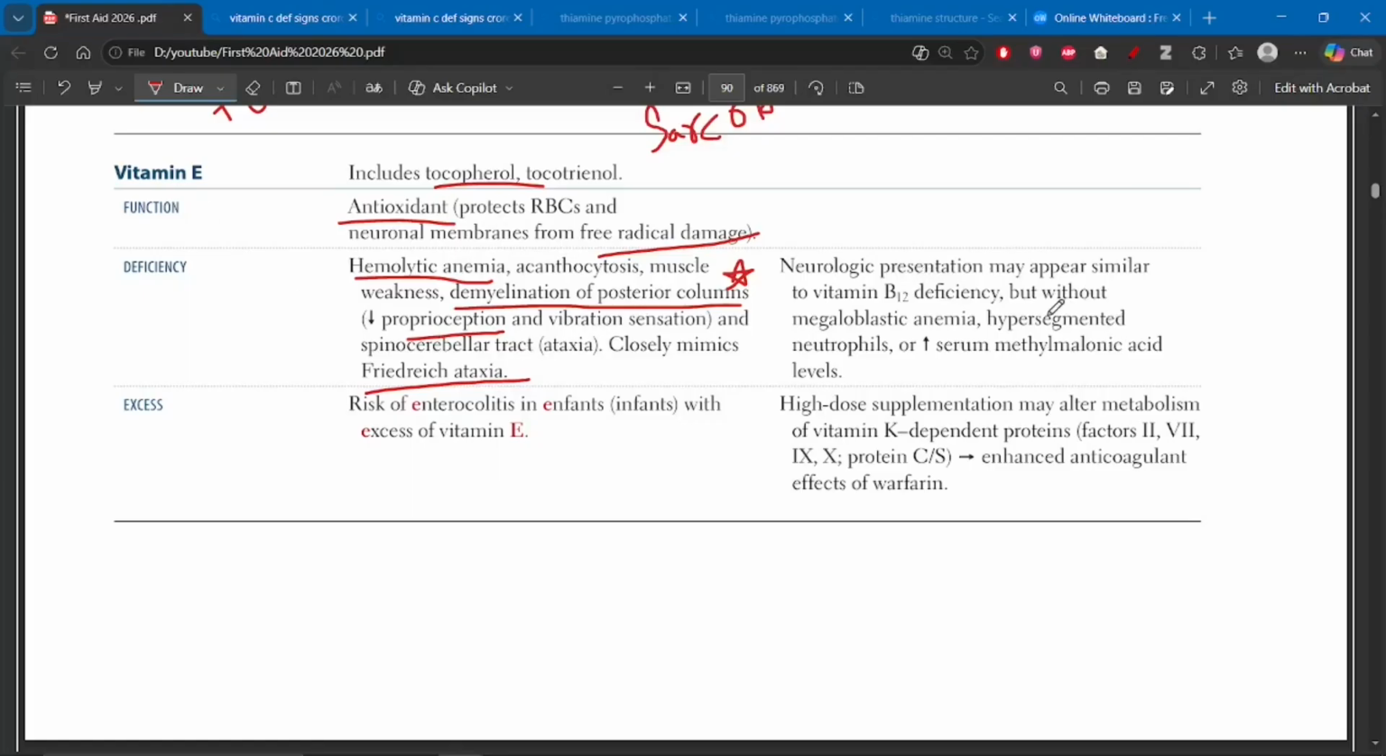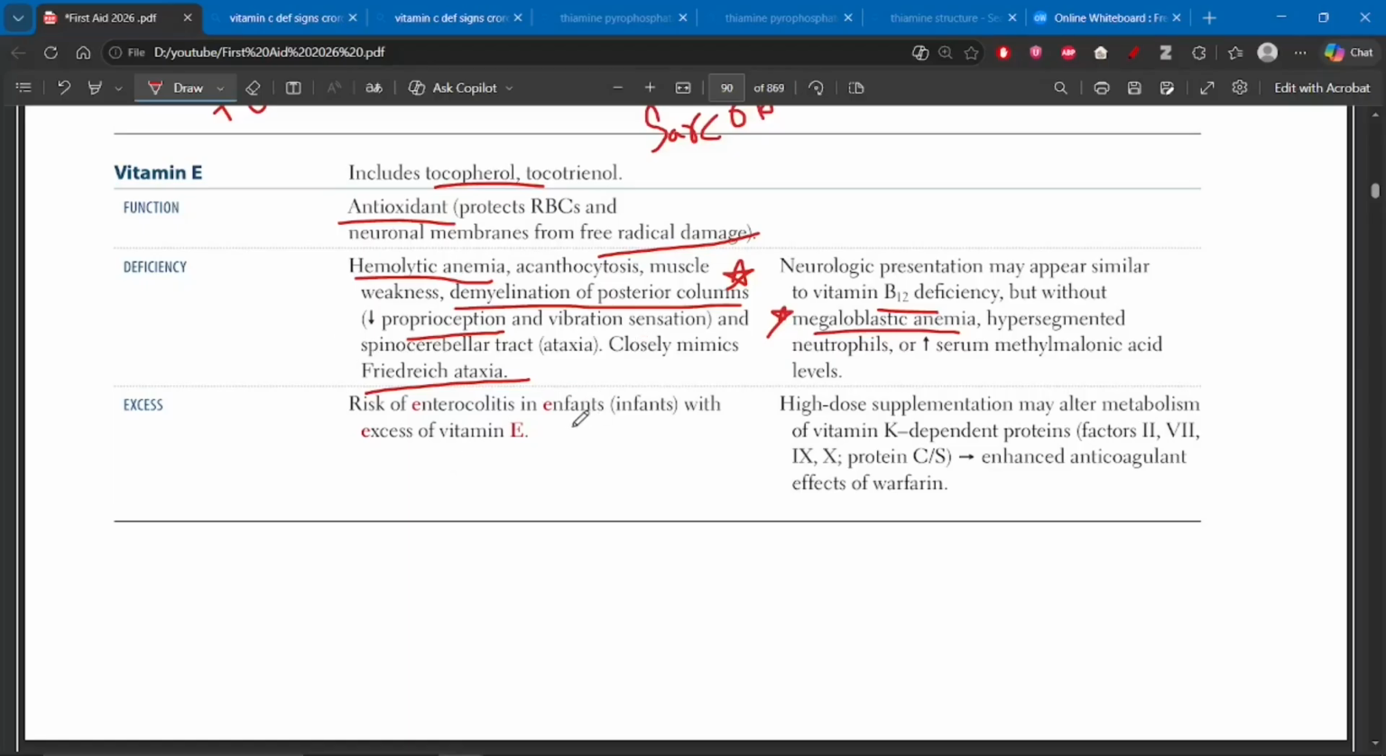And it can also appear similar to vitamin B12 deficiency, but without megaloblastic anemia. So you need to also make sure to differentiate both of them. That's why this part is very important. Understanding that it can cause neurological symptoms is very important.